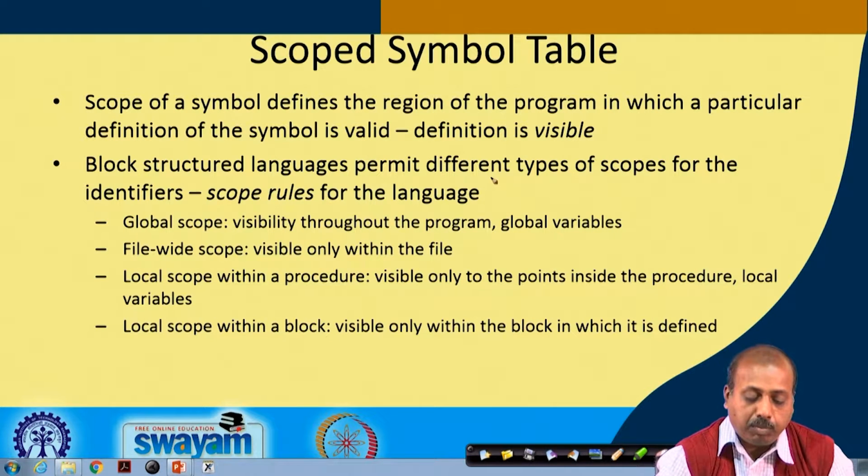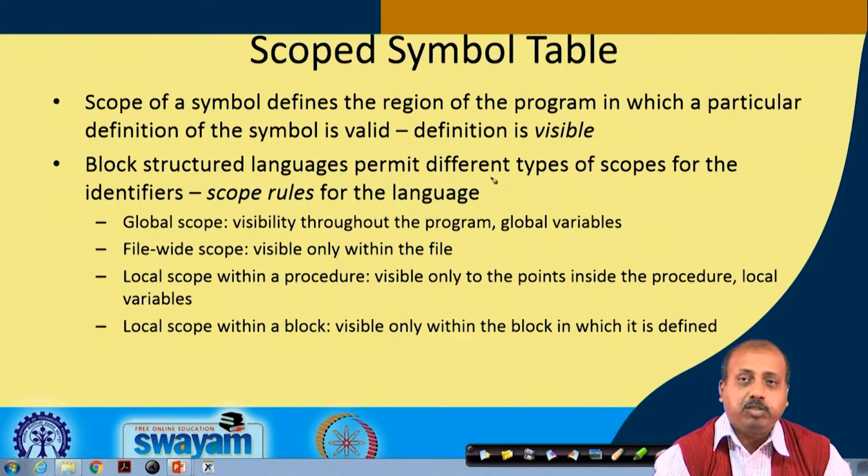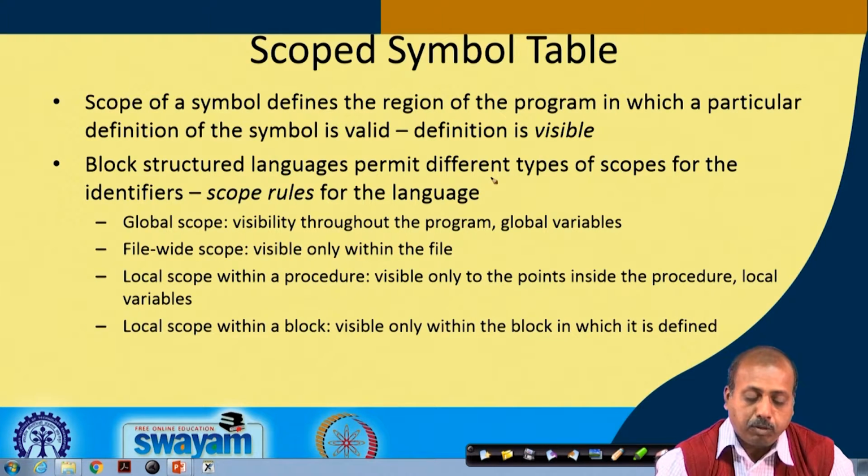This is not much meaningful, because ultimately all these files are going to be combined. So, what happens to those combinations? But definitely the code generation and all will be with respect to the identifiers defined within the file in which they are being used. So, we have the file wide scope.